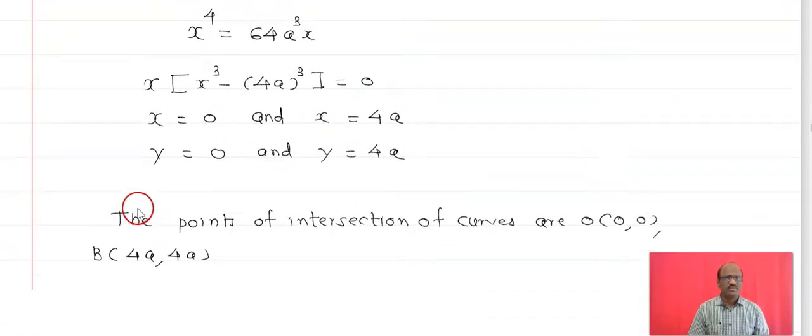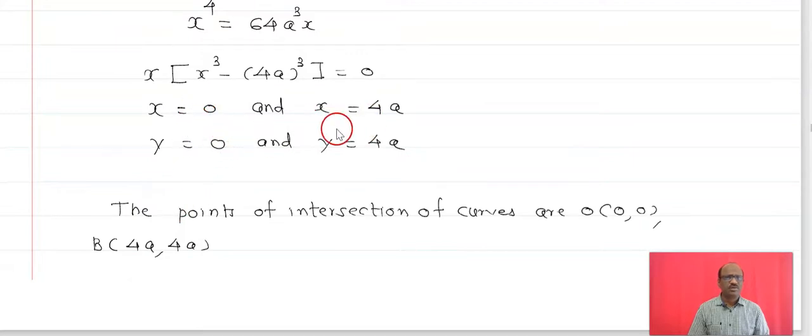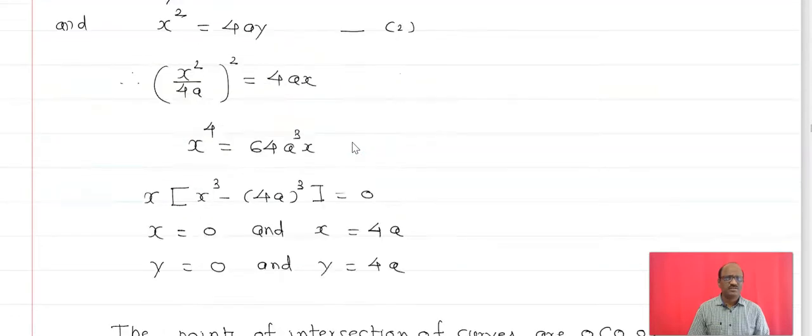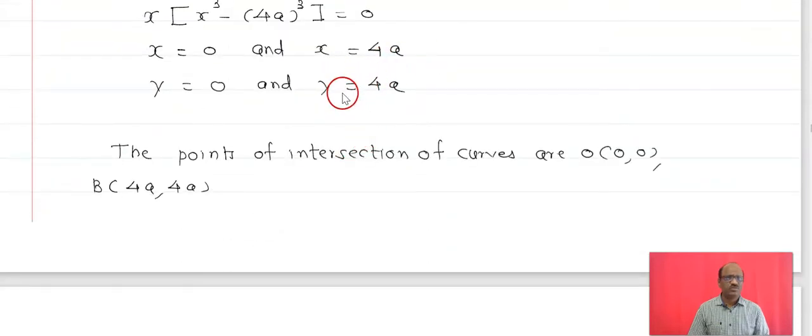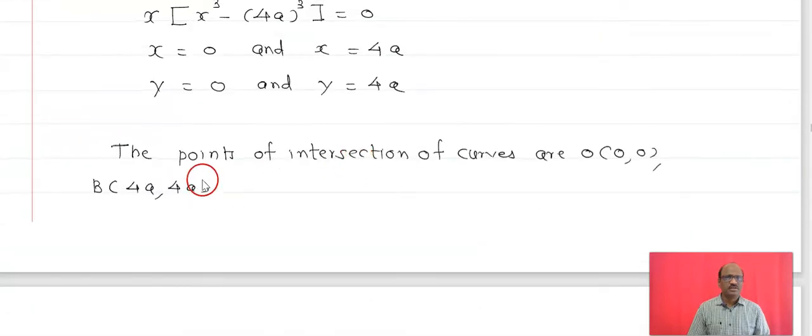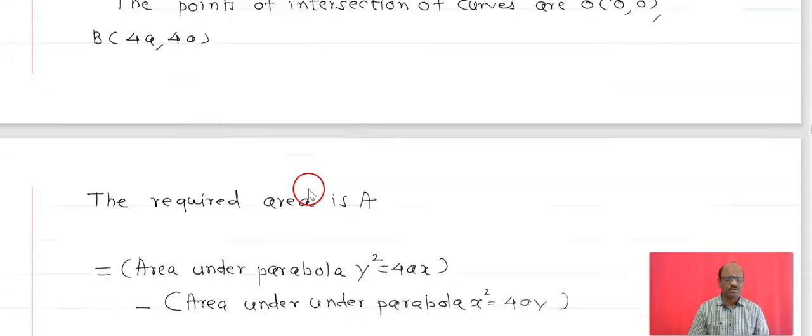When these are the points, that is 4a and 4a, you can substitute it. That is x is equal to 4a and y is equal to 4a. This is the point of intersection. Therefore, the intersections are A (0, 0) and B (4a, 4a).